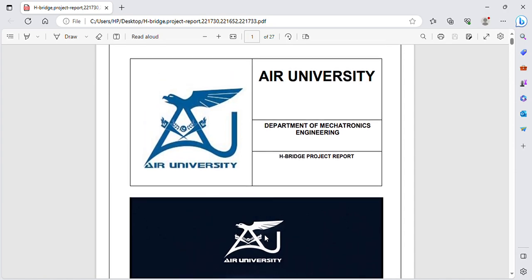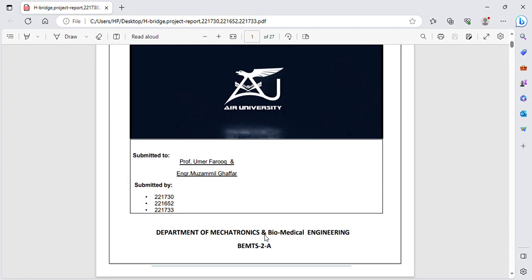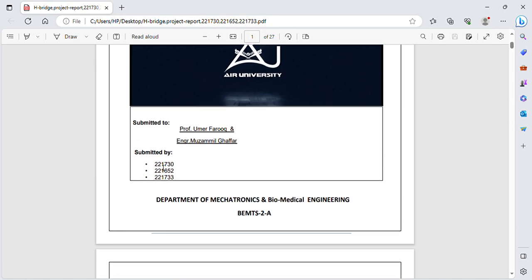Today we are going to have a brief introduction of the H-Bridge project: what is an H-Bridge and why we use an H-Bridge, as the H-Bridge is our semester project submitted to Professor Umar Farouk and Engineer Muzammil Ghaffar, submitted by these three role IDs.